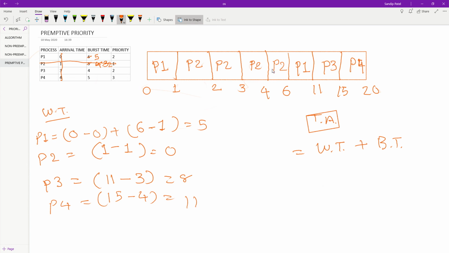Okay, with this we are completing our priority scheduling algorithm, which has two categories, non-preemptive and preemptive. With that algorithm we have seen the example and calculated the average waiting time and turnaround time. Okay, thank you.